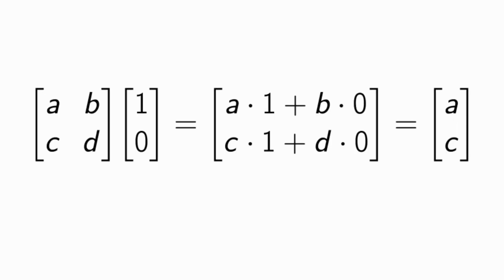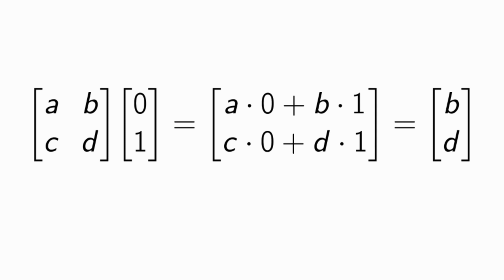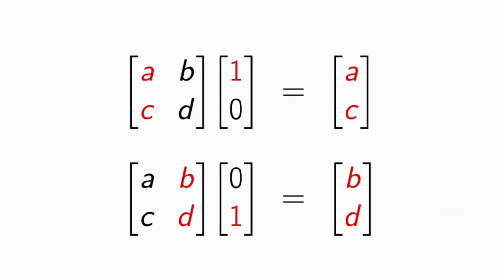Let me first explain it with a general 2 by 2 matrix. Let's multiply the first unit vector with our 2 by 2 matrix. This is what we get. The second unit vector gives such a result. We can collect the two calculations together and make a general observation. Multiplying the nth unit vector with some matrix picks out the nth column of that matrix.